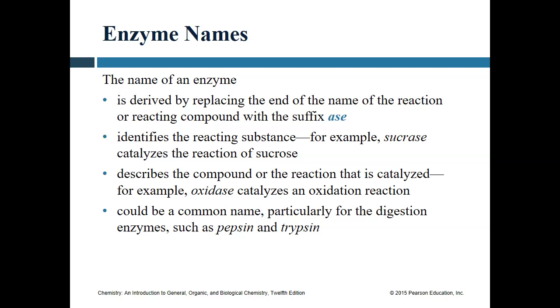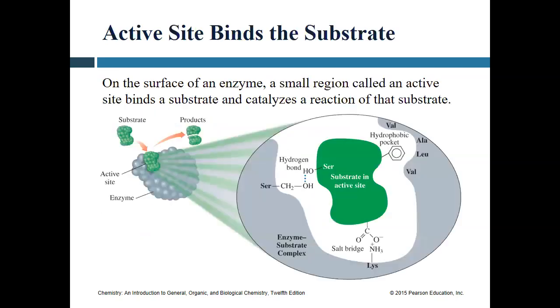There are also some common names out there. These are the ones that do not have ASE name endings to them. They're usually digestive system enzymes. So pepsin is a digestive enzyme. Its primary purpose is to break down peptide bonds. Trypsin is also similar in that it is a digestion enzyme. It's geared at a very specific product.